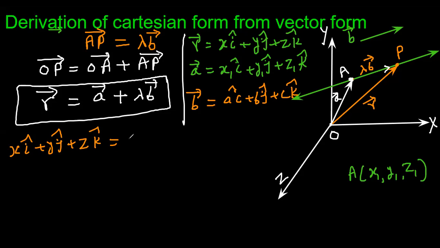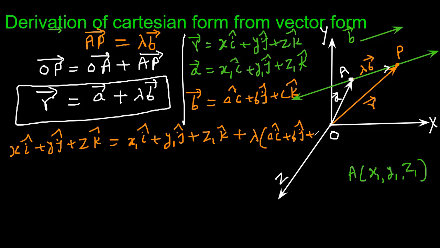A, which is x1 i cap plus y1 j cap plus z1 k cap plus lambda times B, which is a i cap plus b j cap plus c k cap. We want to now find the coefficient of i, j, k and equate them on the left hand side and right hand side.